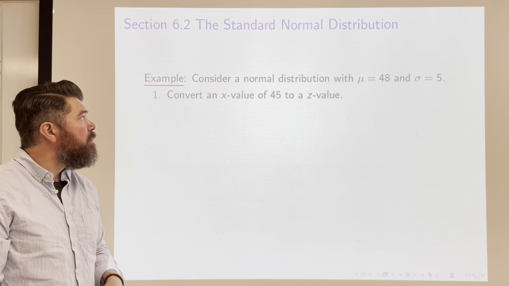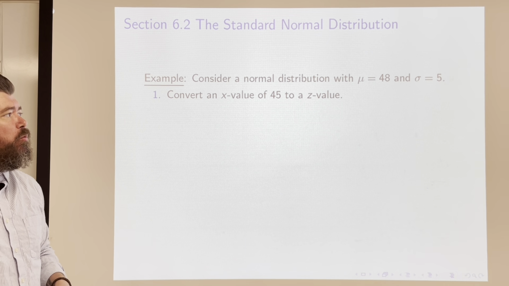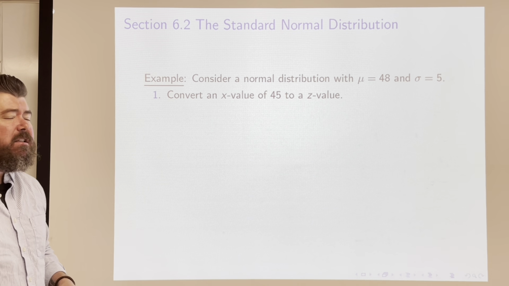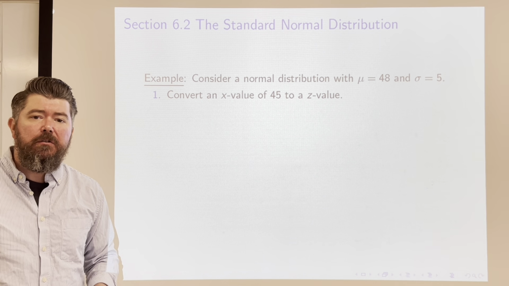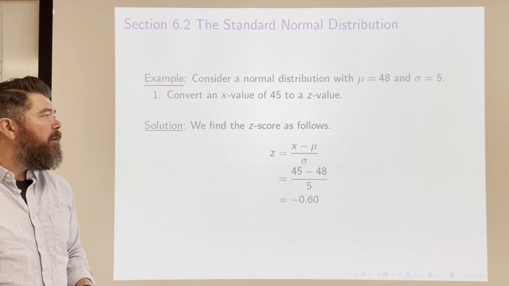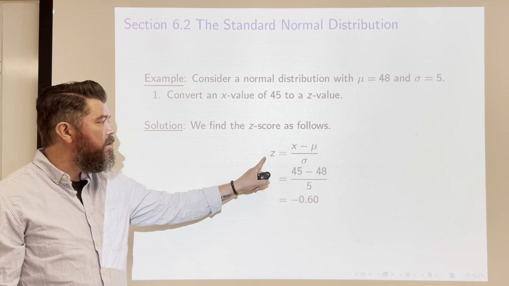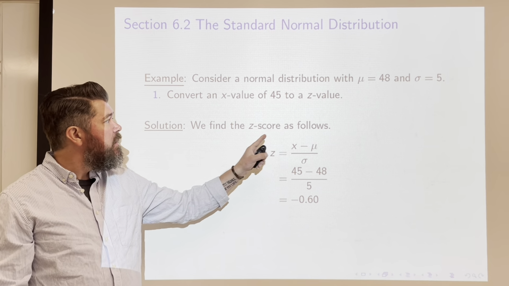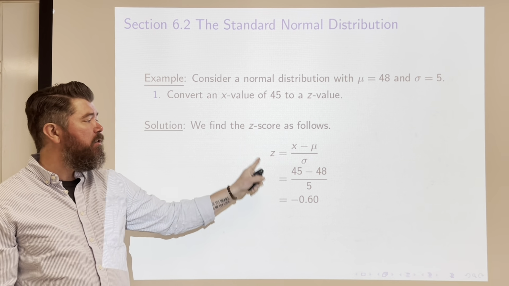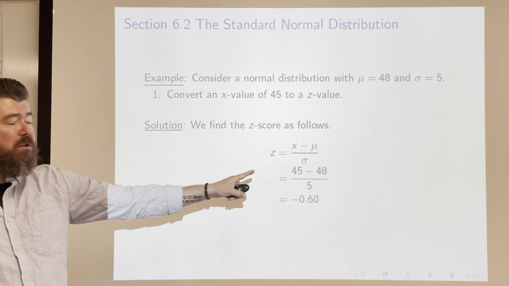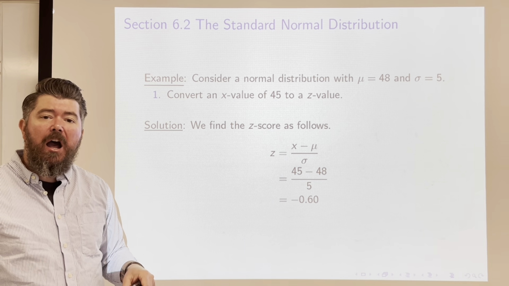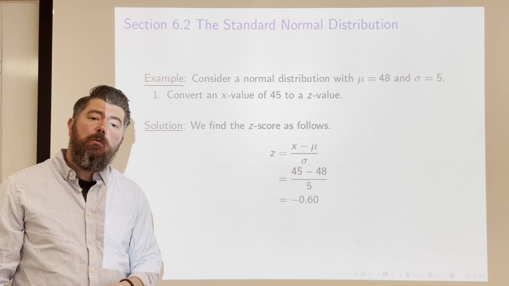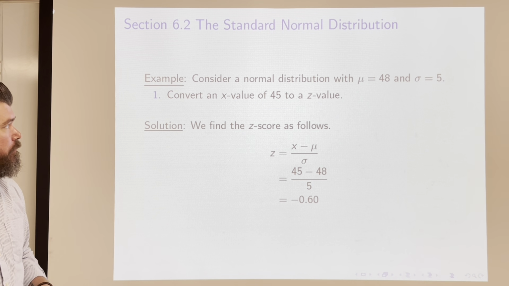Let's look at an example. Consider a normal distribution with mu equals 48 and sigma equals 5. Convert an x value of 45 to a z value. We find the z-score as follows. Remember that z is given by x minus mu over sigma. So our x is given in the problem, an x value of 45. Our mu is 48 and our sigma is 5. Calculating this using our calculator, we get z equals negative 0.6.